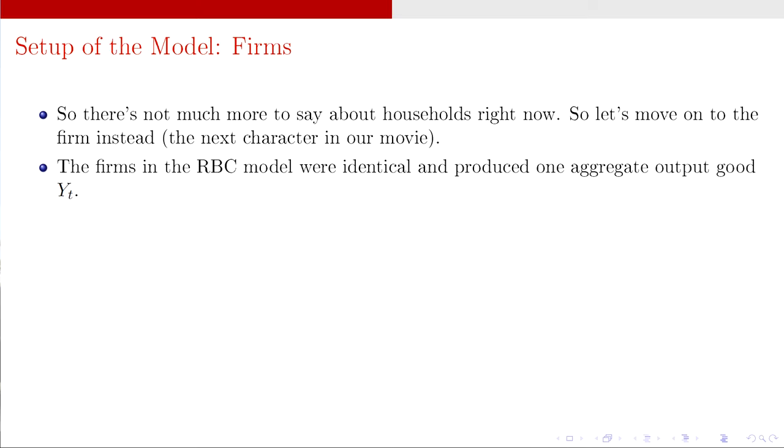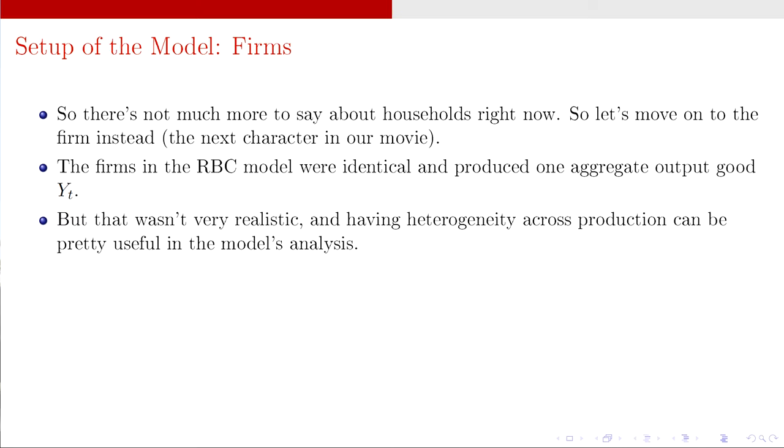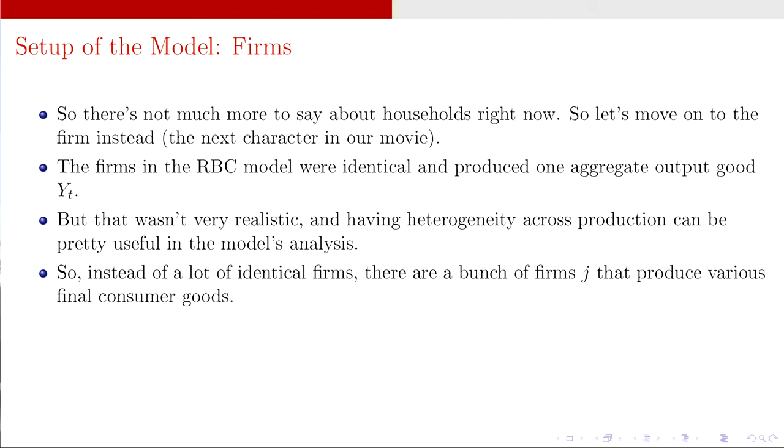Because any movie with just one character is kind of a boring movie, but if you've got multiple characters, it gets kind of interesting. So the firms in the RBC model were considered to be identical, so it was like there's just one representative firm that produced one aggregate output good, Y. But that wasn't very realistic. There's a lot of heterogeneity across production, and taking advantage of that heterogeneity can really help us out when it comes to analyzing the model.